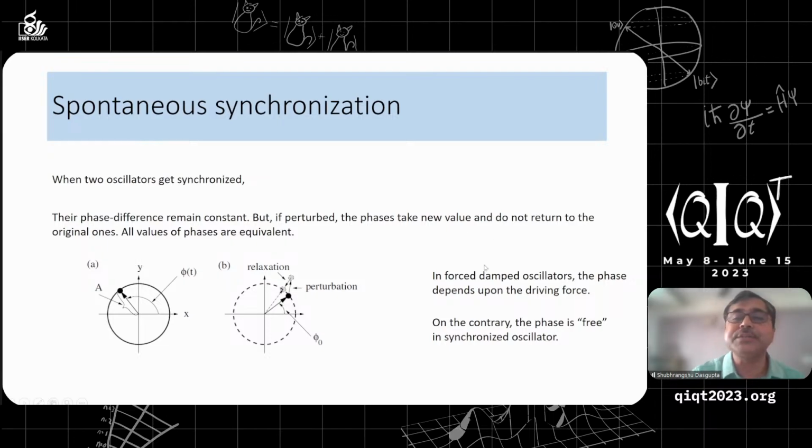So in the forced damped oscillator problem, for example, where you apply a periodic force on an oscillator, the phase depends upon the driving force. We often plot the phase with the frequency of the driving force. Okay, there is a phase spectrum for that. In the current case of synchronization, phase is a free variable. So if the system is a limit cycle, any phase is allowed.